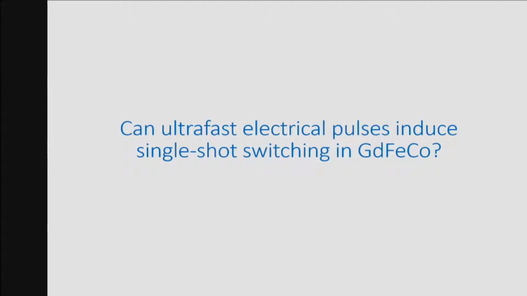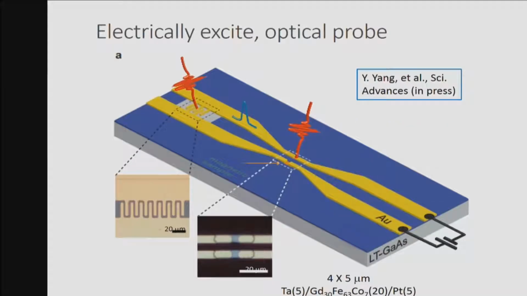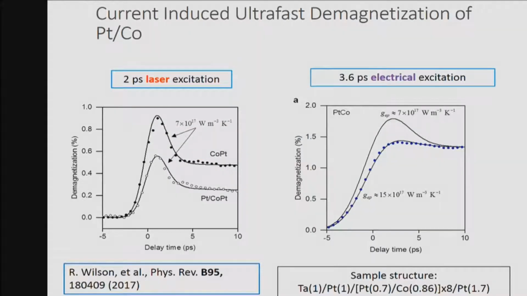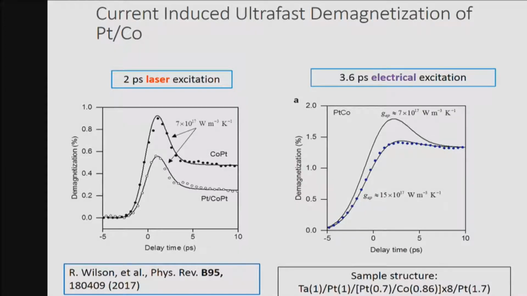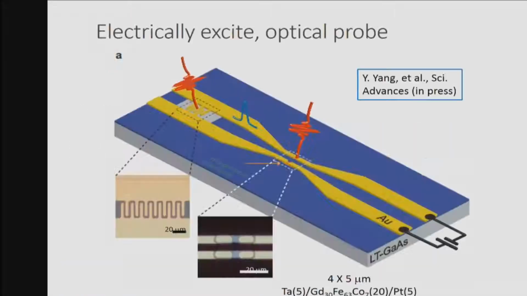Okay, so finally, can we get switching in gadolinium iron cobalt? Well, based on this result, what you notice is we're measuring a demagnetization of only on the order of 1%. So it didn't look like we had enough current to deliver the amount of energy needed to switch the gadolinium iron cobalt, which involves demagnetizing all the way to 0. So we had to do a little bit of work.